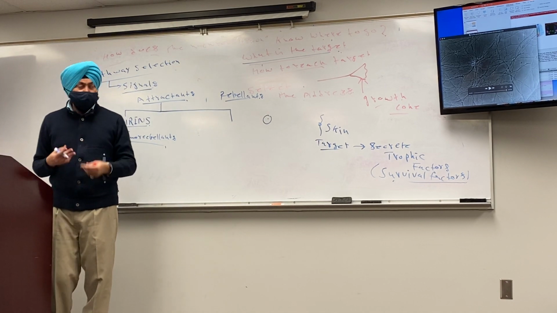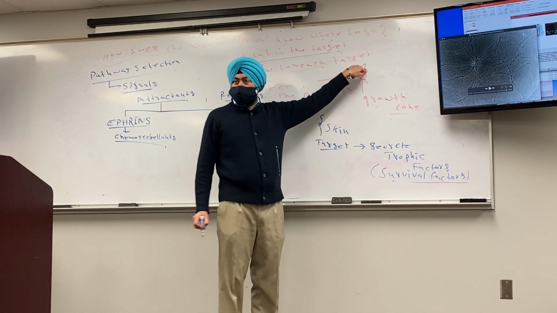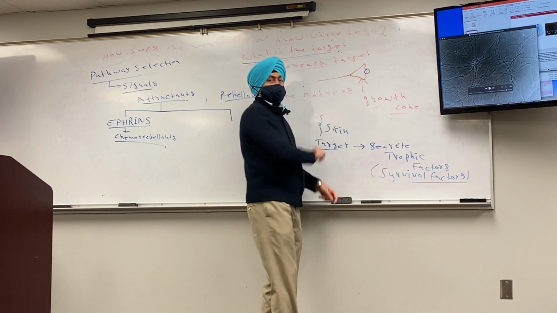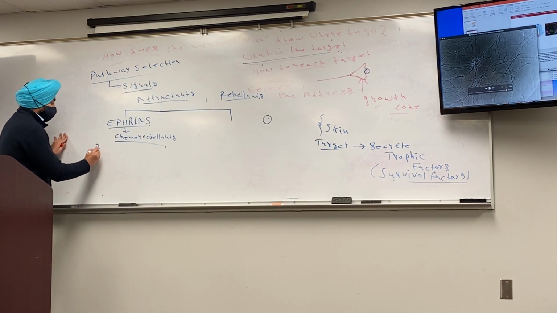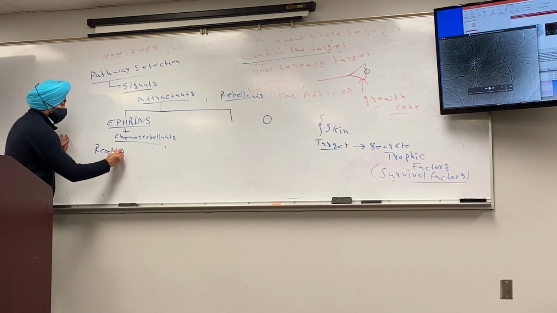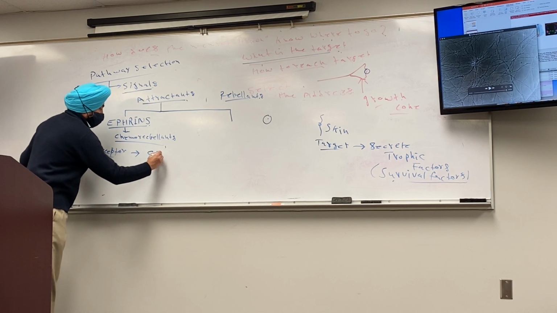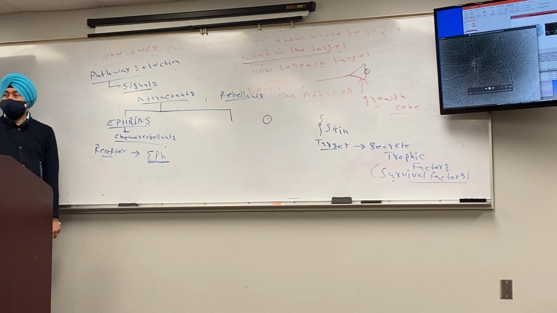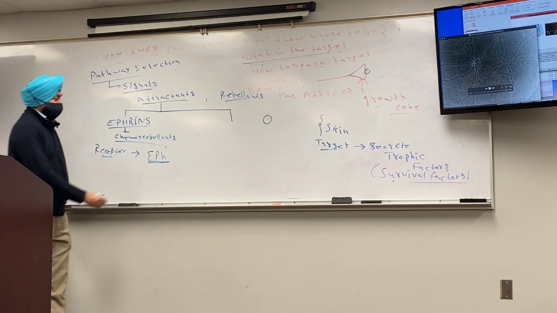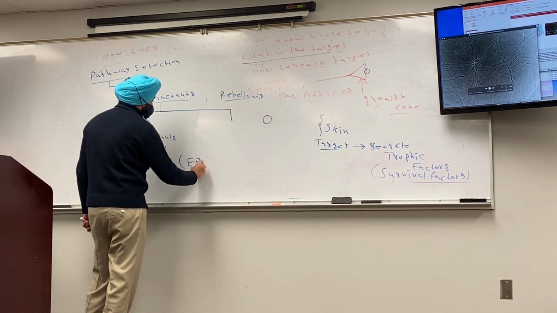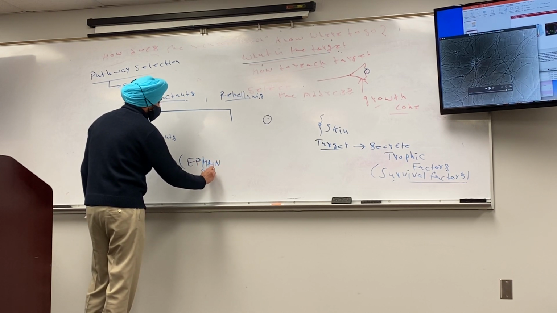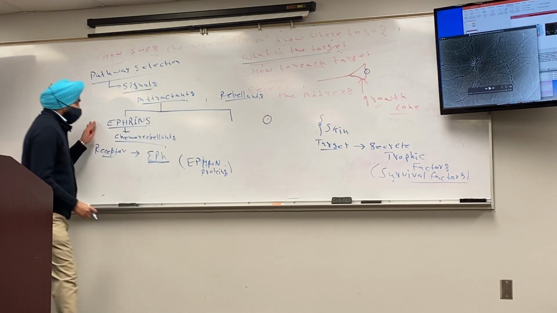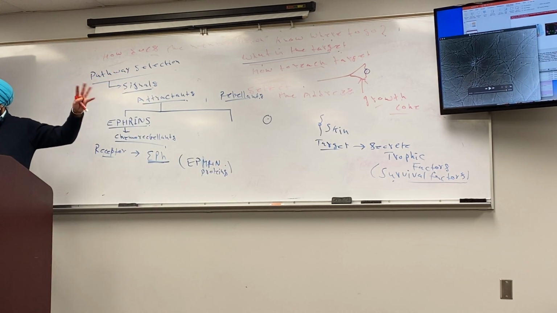But how can they tell? They can tell only if the growth cone has the receptor for that chemorepellent. So the receptor for these chemorepellents is Eph. And we call them ephrin proteins actually. That's why we wrote them. Ephrin proteins. Now there can be many types of ephrin. I'm just writing a big class so that you just know that.